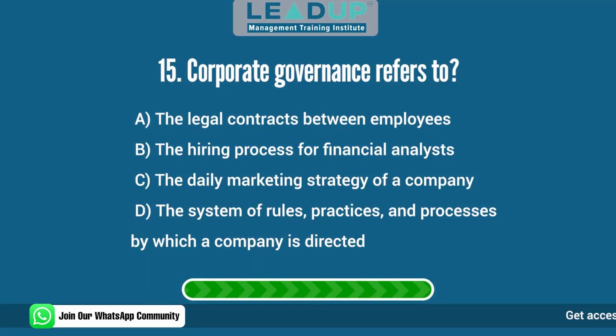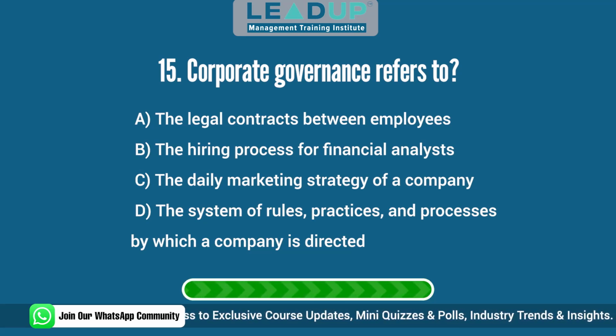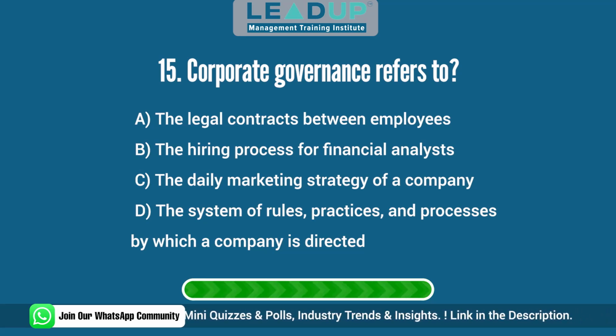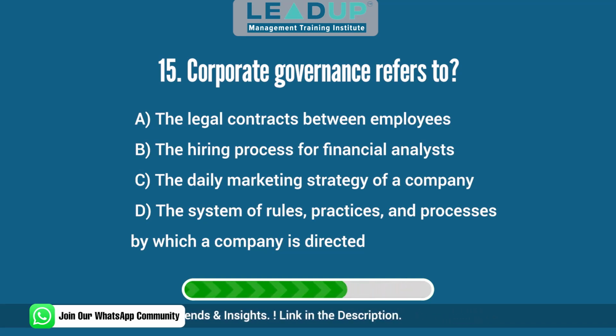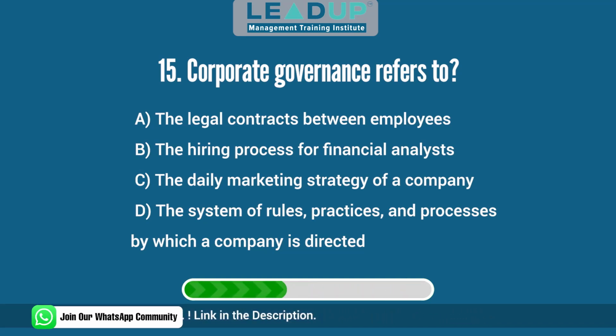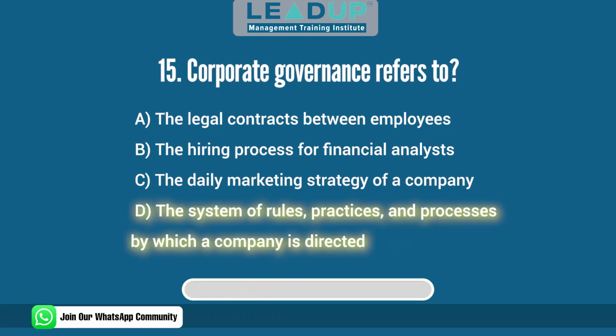Question 15. Corporate governance refers to A. The legal contracts between employees. B. The hiring process for financial analysts. C. The daily marketing strategy of a company. And D. The system of rules, practices, and processes by which a company is directed. Answer: the system of rules, practices, and processes by which a company is directed.